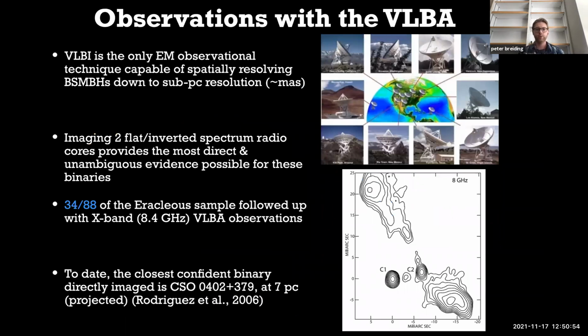So with the VLBA, the hope for the signal of a binary might be, as I said before, to see two flat or inverted spectrum radio cores indicative of the region very close to the central supermassive black hole central engine. So we imaged the 34 brightest of those VLA detected sources with the very long baseline array at X band again.